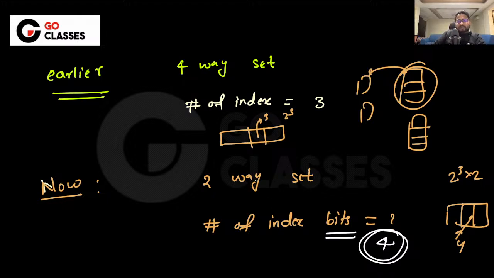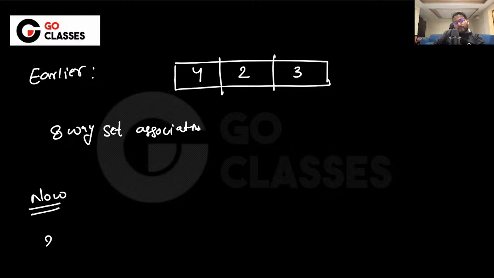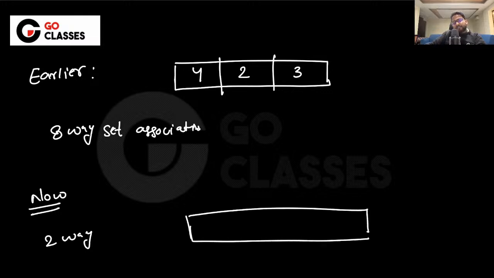Let me ask you the next question. Suppose earlier your setup is something like this. Okay, this is 3, this is 2, this is 4, and let's suppose this is 8-way set associative. Now quickly tell me, if I do 2-way, tell me the address split quickly. Now it is 2-way.